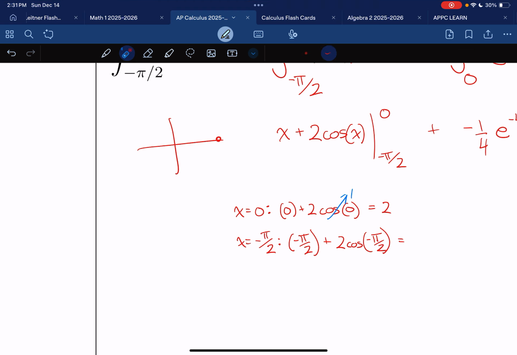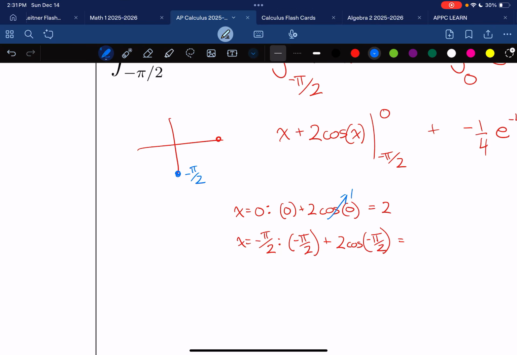Negative pi over 2 is interesting, right? Because normally pi over 2 positive goes this direction. A negative rotation is actually the clockwise direction, and negative pi over 2 actually lives right here. So let me go ahead and mark that point. Right here is negative pi over 2.